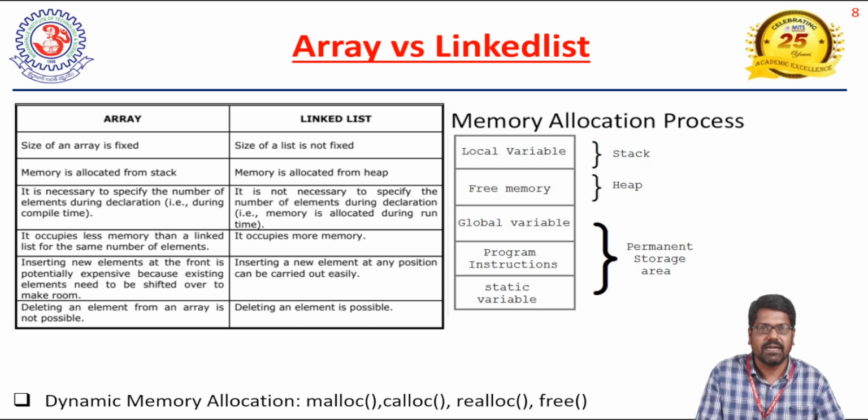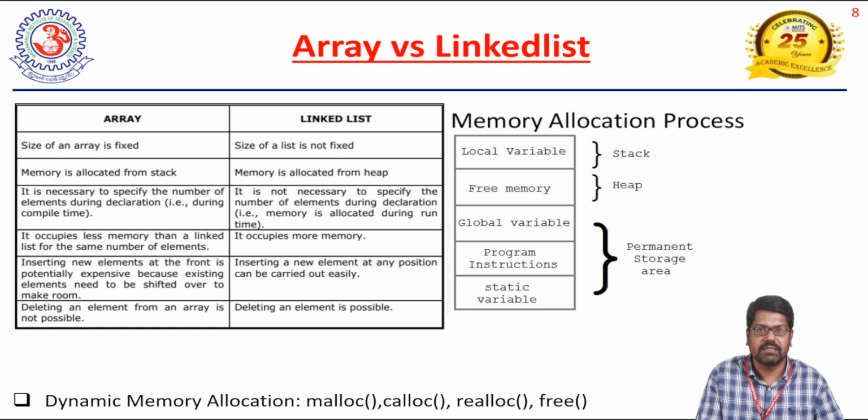Coming to the second difference, memory is allocated from the stack. For an array, memory is generally obtained from the stack memory area. A linked list gets its memory from the heap memory area. Now coming to the third difference, it is necessary to specify the number of elements during the declaration. In the case of an array, if you want to use it in a program, first you have to declare the array with its size. That means during the declaration itself you have to specify the number of elements.